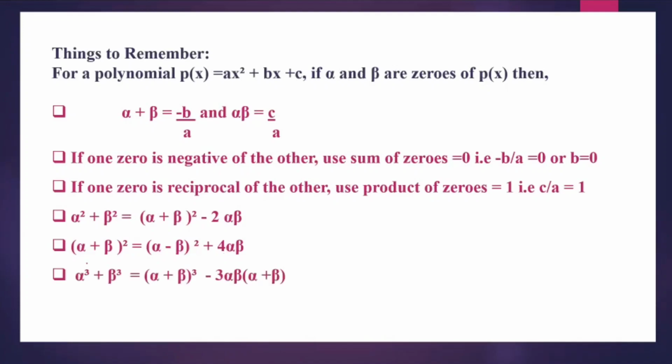Next, the formula for cubes. We have done these identities in class 9th, but we tend to forget them when we have to use them here in class 10. So alpha cube plus beta cube is equal to alpha plus beta whole cube minus 3 alpha beta into alpha plus beta. When I know the sum of the zeros, that means I know alpha plus beta. And alpha beta again I know. So I can put the values and find out the value of alpha cube plus beta cube. The only thing is I should be knowing this formula. Without that, I will not be able to do the question. Lastly, alpha cube minus beta cube is similarly given by alpha minus beta whole cube plus 3 alpha beta into alpha minus beta.